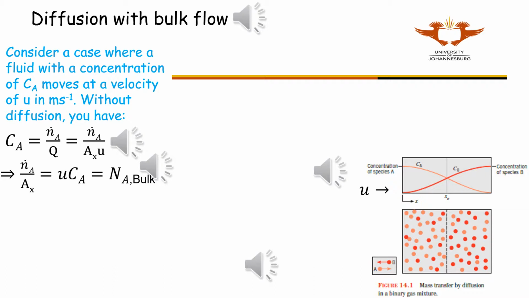NA dot is the molar flow rate in moles per second. Q is the flow rate in cubic meters per second, and this is equal to the cross-sectional area, AX, times the velocity, U. The molar flow rate, divided by the cross-sectional area, is equal to the molar flux, NA. This molar flux is the result of the bulk flow only, and this is given by U.